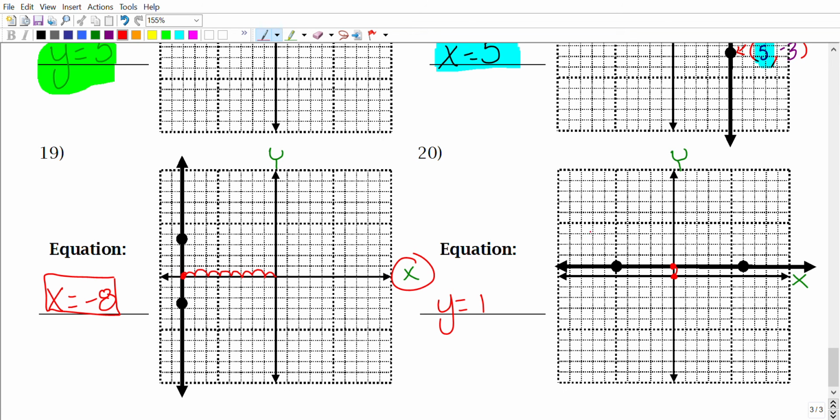Again, if that doesn't convince you guys, always write down the ordered pair for these 2 points that you see here. So what are they? Negative 5, comma 1. This is 6, comma 1. What two values were exactly the same? Well, this 1 was exactly the same on both of them. Okay? Hence why our answer is y equals 1.